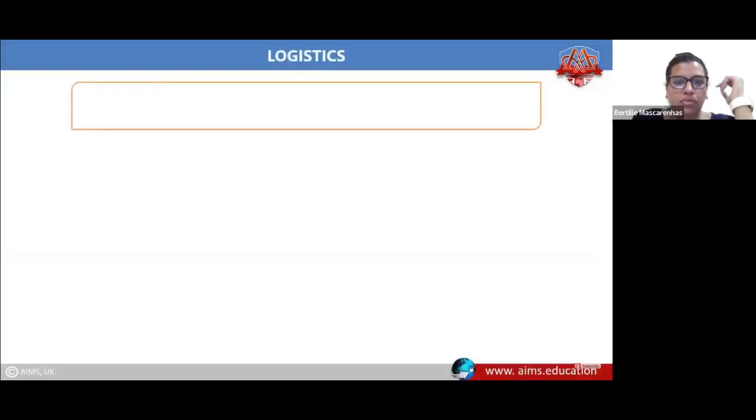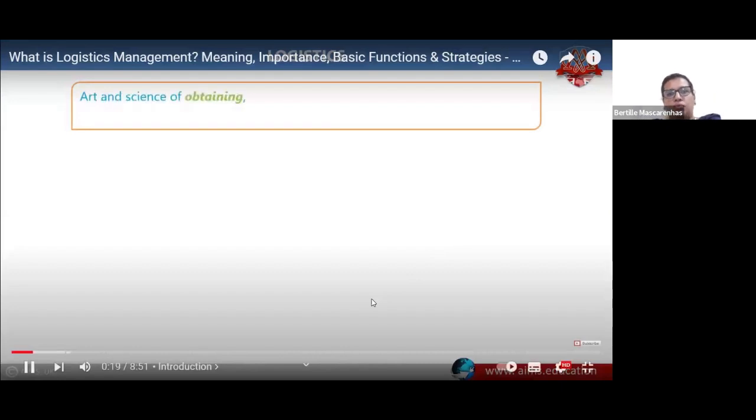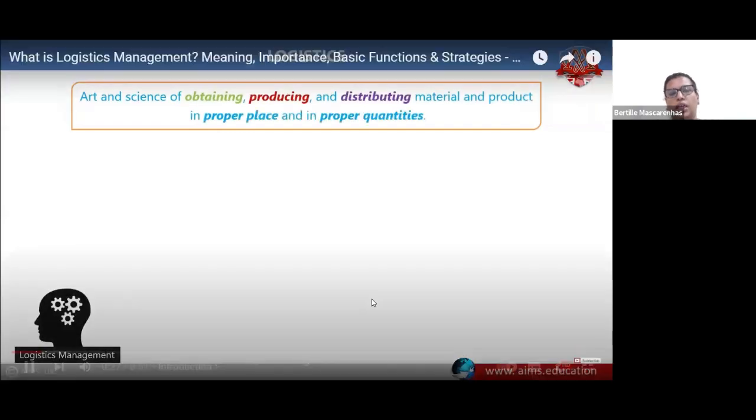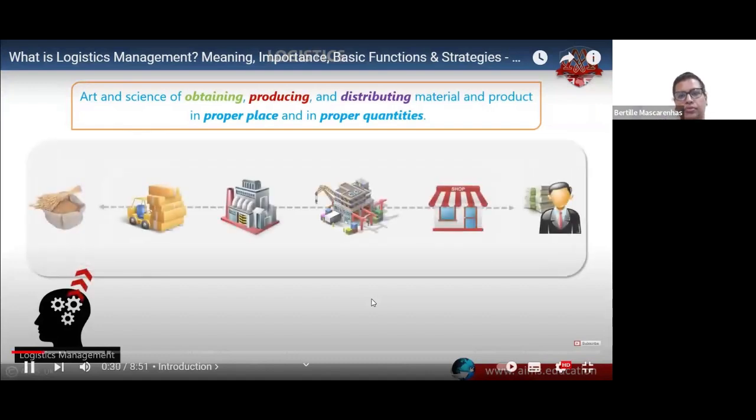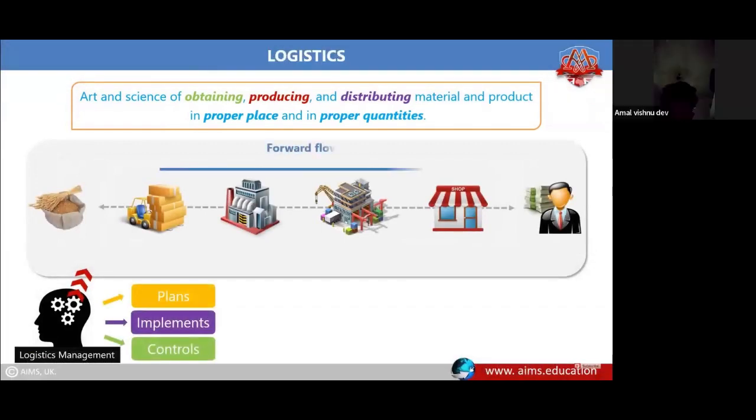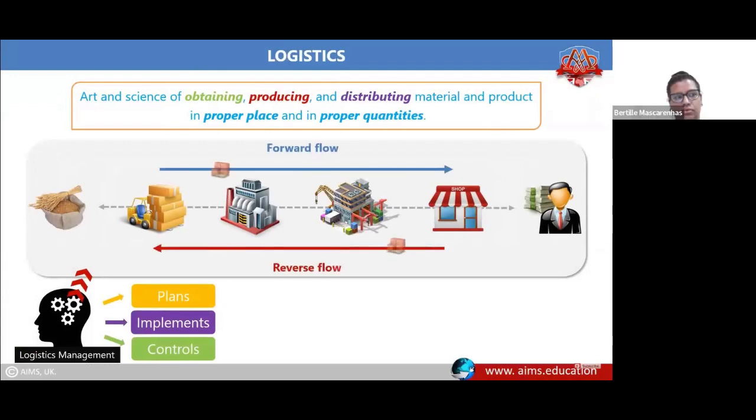Logistics. It is defined as the art and science of obtaining, producing, and distributing material and product in the proper place and in proper quantities. Logistics management. It is logistics, but the entire process is supply chain, okay? They've actually explained it pretty well. It is the part of supply chain management that plans, implements, and controls the efficient, effective forward and reverse flow and storage of goods, services, and related information between the point of origin and the point of consumption in order to meet customers' requirements.